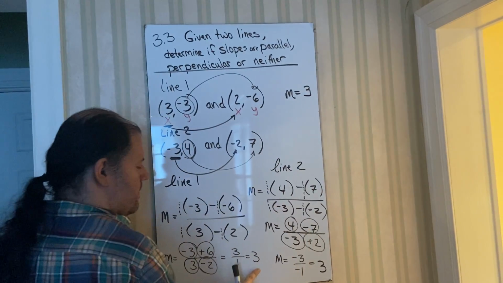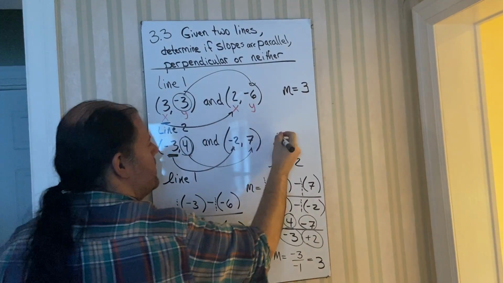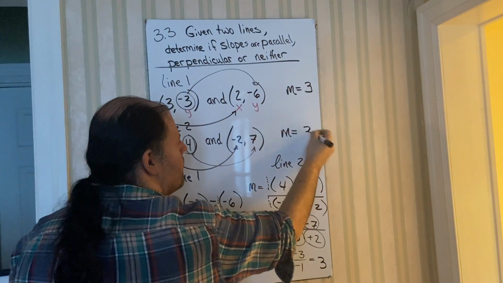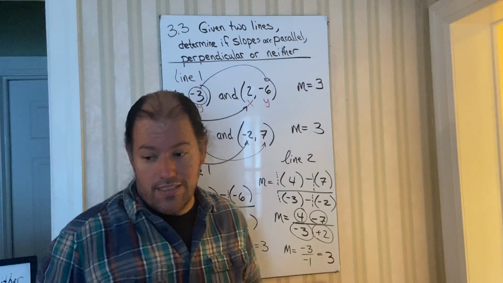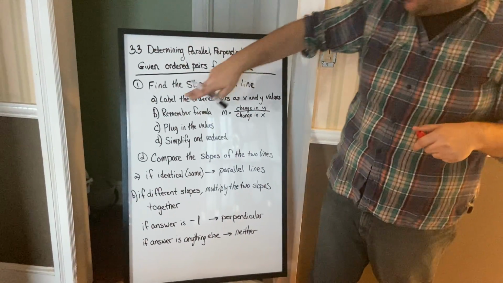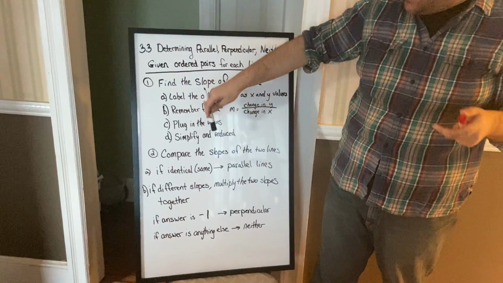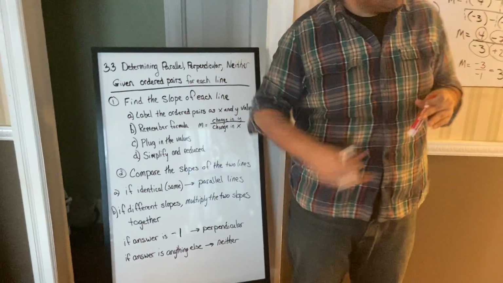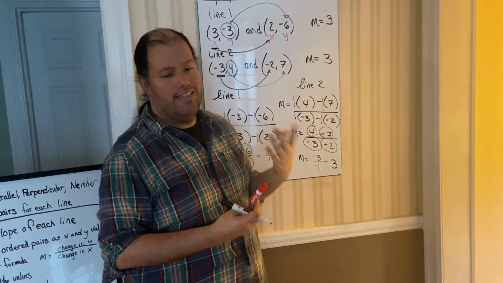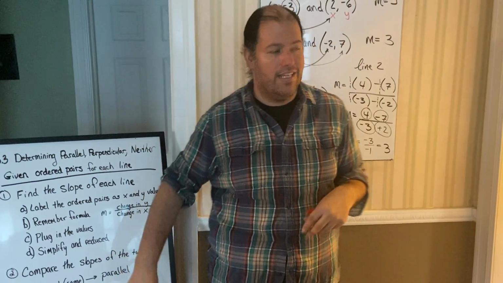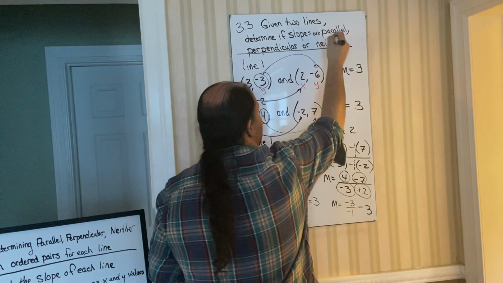So we found out for line number 1, you get m equals 3. For line number 2, you found out that your slope is 3. So once we calculate the slope for both lines, remember, find the slope of each line, so I got m equals 3 and m equals 3, you're going to compare the slopes. So now that I know, are they identical or are they different? I see 3 and 3, that's identical. So if they're the same, then we can stop. And you say that we have parallel lines.